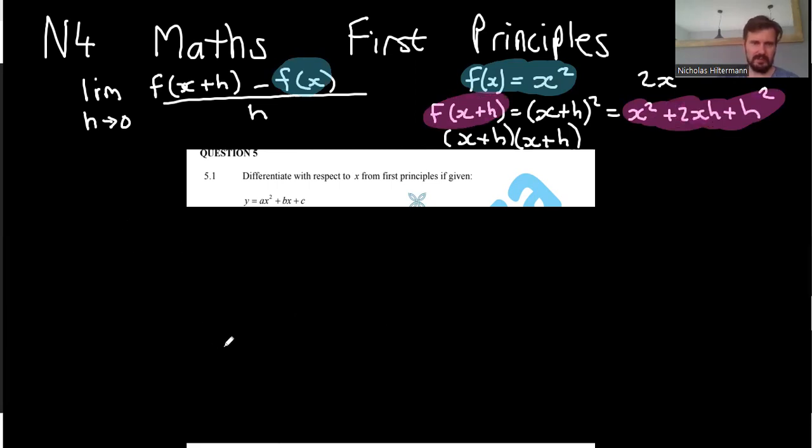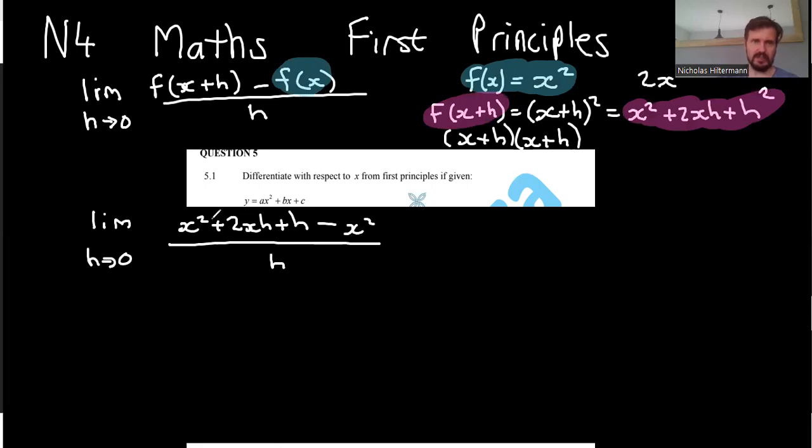So I write every time limit as h tends to 0, f of x plus h. Now I can write x squared plus 2xh plus h squared minus my f of x, which is x squared, all over h. And what I notice is these two x squareds cancel. And so limit as h tends to 0 is 2xh plus h squared, all over h. Well, I can take out an h here and I get h, 2x plus 1.